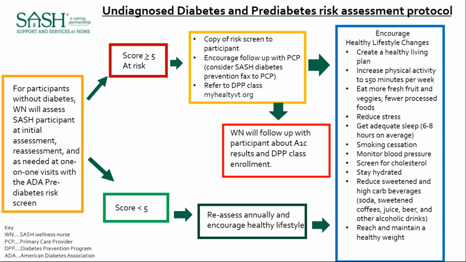So the wellness nurse will give a copy of the screen to the participant. We're asking you to carry these copies. Encourage the participant to take the screen to their PCP. Consider contacting the PCP by fax or phone yourself. And finally, refer this participant to a DPP, diabetes prevention class. Remember that there does not need to be a class scheduled for you to do a referral. They collect the referrals and then might even set up a class when they get enough of them. So please refer people to those programs.